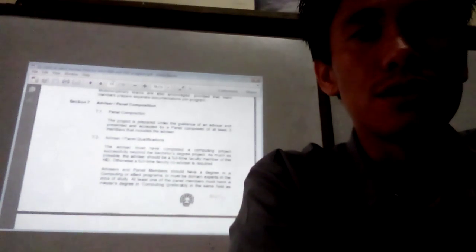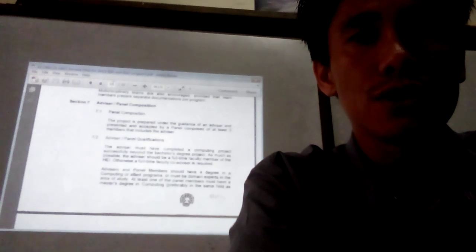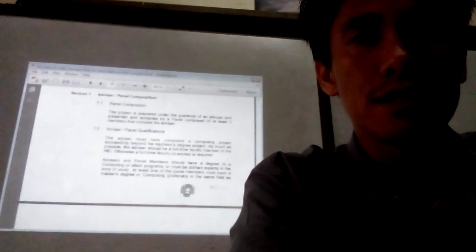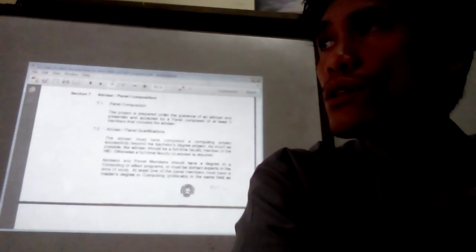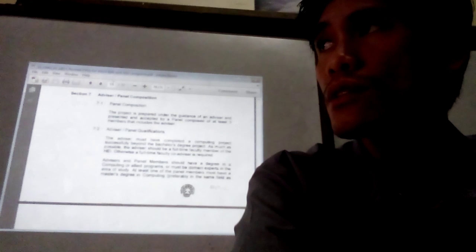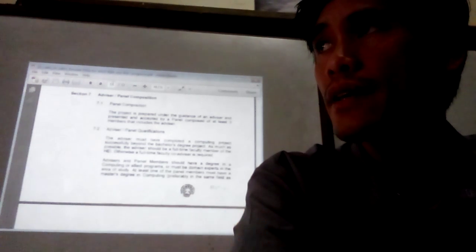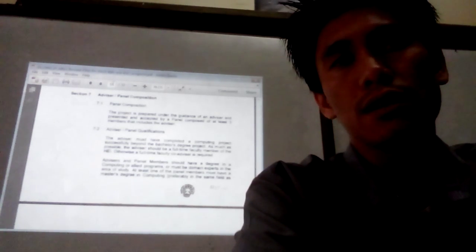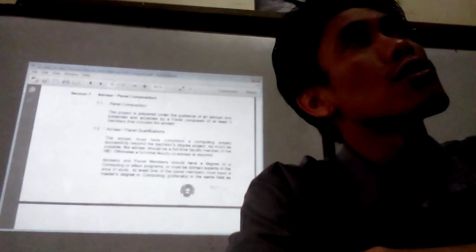Panel composition: the project is prepared under the guidance of an advisor and presented and accepted by a panel composed of at least 3 members, that includes the advisor. So your previous grades and the motivation and success in software engineering, in programming, in web, in networking, will greatly affect your thesis. They are all factors.